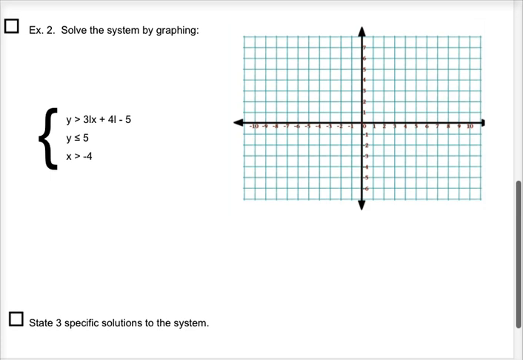Now, here, I'm sorry, I don't know what happened when your packet printed. However, the equations themselves did not transfer into the packet. So make sure you take a moment and write down those 3 equations for me. All right?